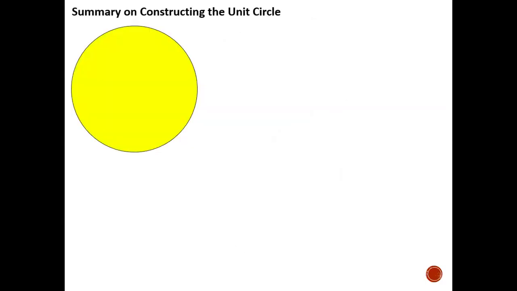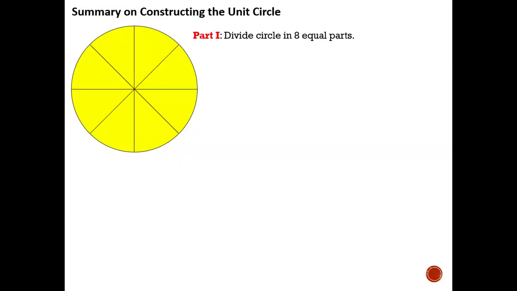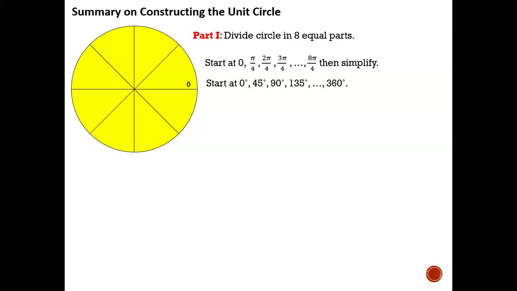Okay, so let me show you how to construct the unit circle. So first, we want to divide a circle into 8 equal parts. And when we do this, we have all our major angles for our unit circle. Okay, so we start at 0 and we're going to have these fractions or angles that are simplified. The first list is in radian measure. The second ones, as you can see, are in degrees.